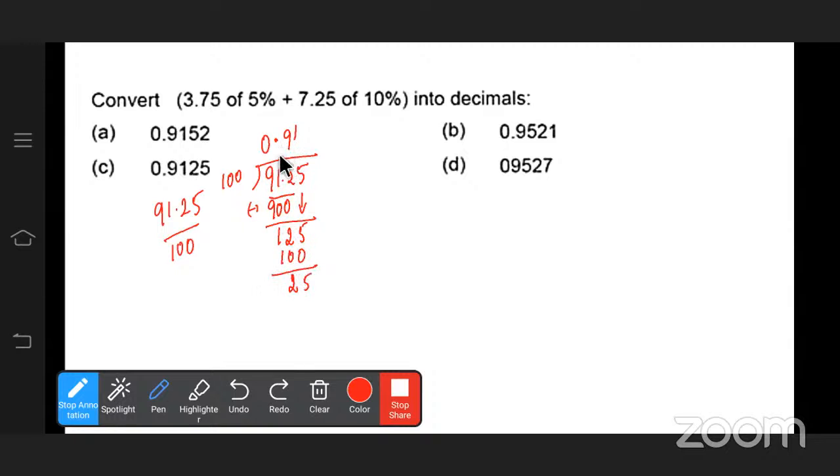So already we have put the point, so I'm putting 0 here. So how many times? 2 times 200. Okay, so the remaining is 50. So I'm putting 0 here. 5 times 500. So the answer is 0.9125. Understand? Yes, ma'am.